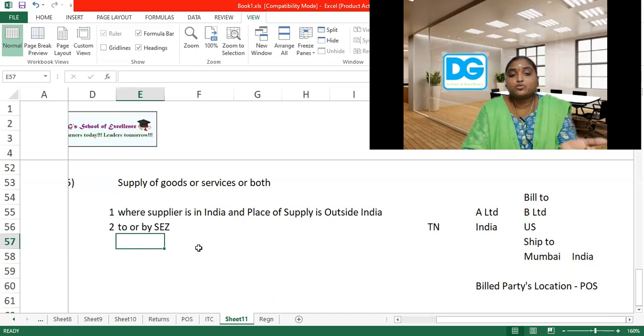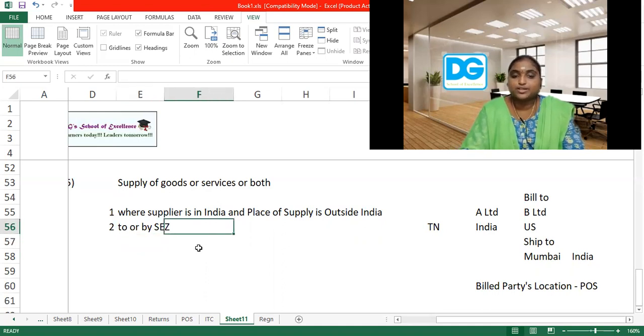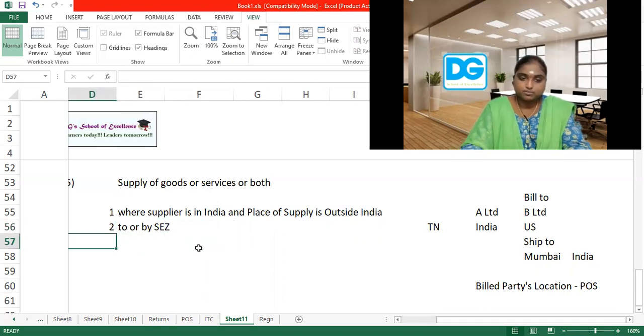Next, supply of goods or services by an SEZ, so SEZ to DTA. Say for example, Tambaram MEPZ to Nungambakam. So both are in the same state, Tamil Nadu only. But still, it will not be intrastate supply. Why? Because SEZ is considered as a place outside India for tax purposes. It's more like an import. Whenever you receive any goods or services from SEZ, it's more like an import. And therefore, it is interstate supply and not intrastate supply.